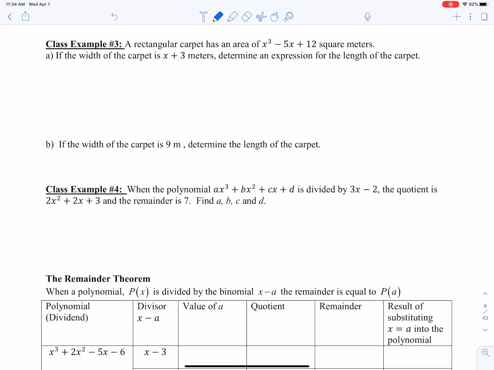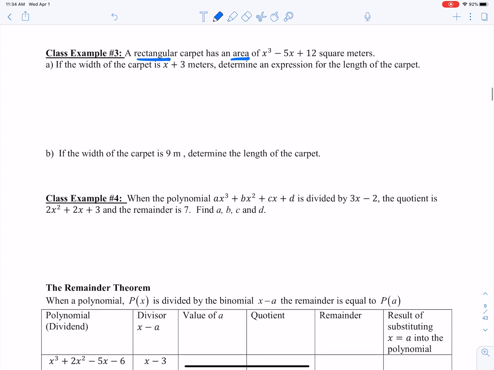All right, let's take a look at example number 3. A rectangular carpet has an area of x cubed minus 5x plus 12 square meters. If the width of the carpet is x plus 3, determine an expression for the length.